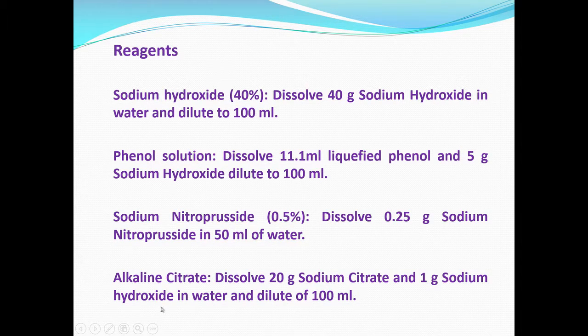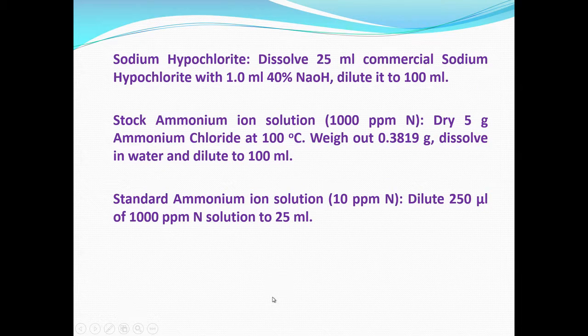So, you have to add sodium hydroxide in water and dilute to 100 ml. You also need sodium hypochlorite, just a chemical available across the shelf. You have to dissolve 25 ml of commercial sodium hypochlorite with 1 ml of 40% NaOH, and dilute it to 100 ml.